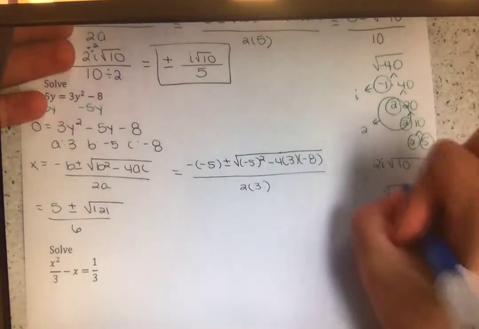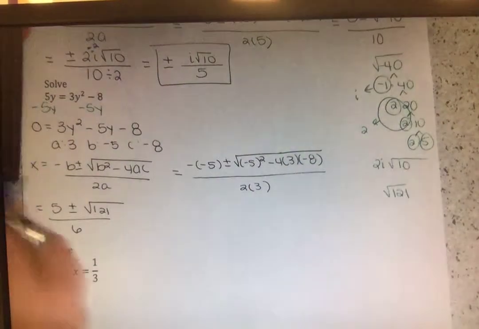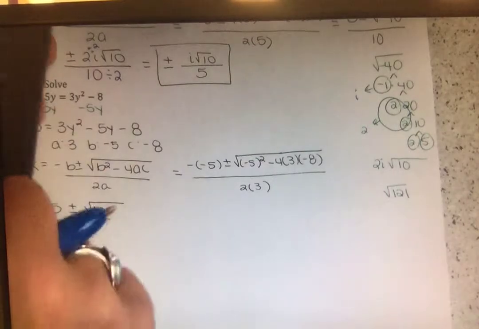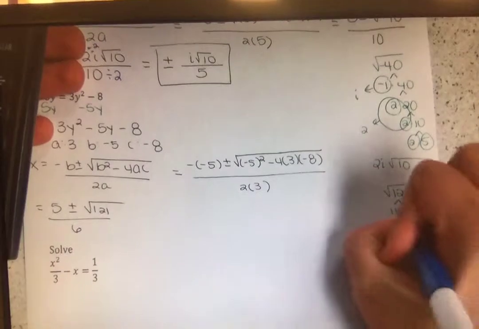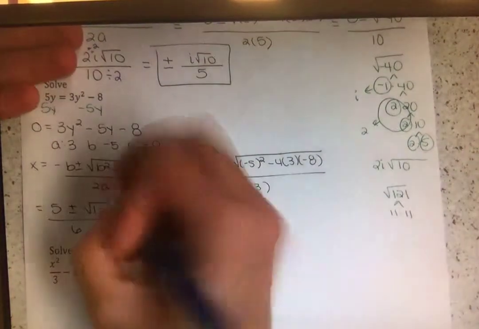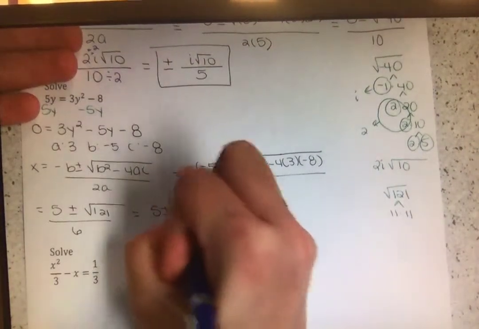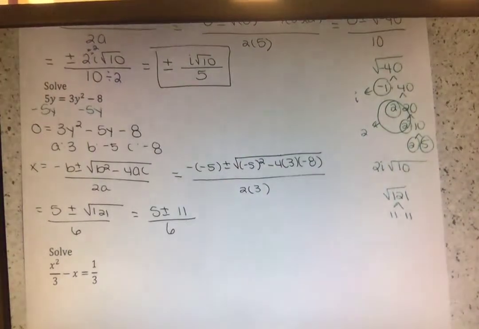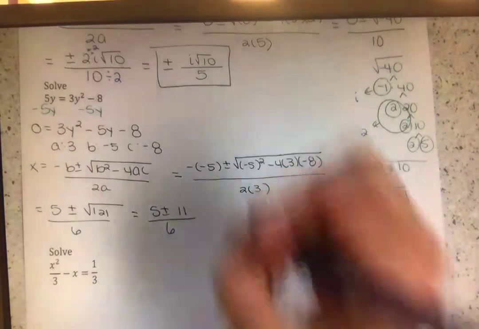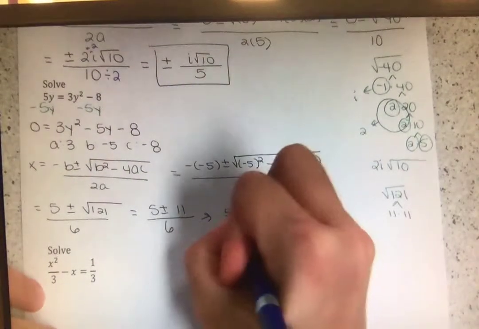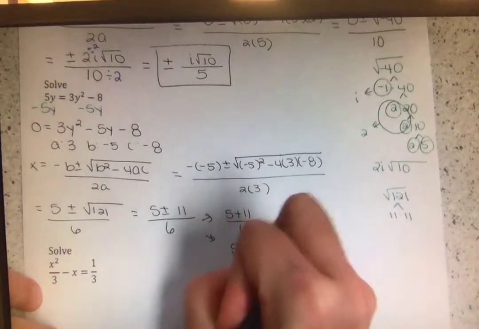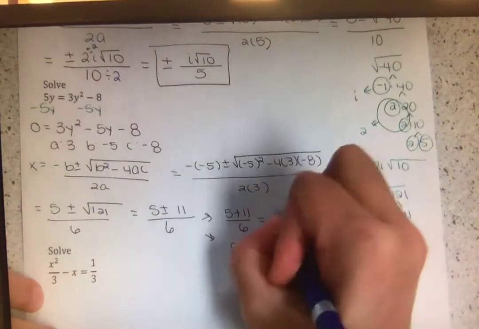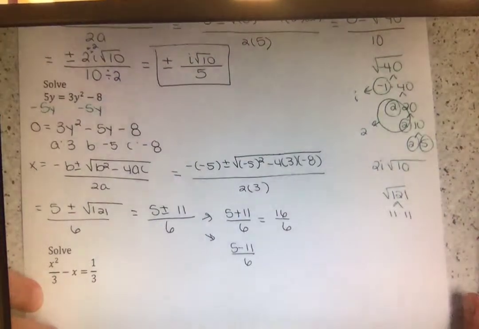So simplifying the square root of 121. The square root of 121 is going to give us 11, 11 times 11. So 5 plus or minus 11 all over 6. 5 and 11 are just numbers, so they're like terms. So I can split this up and say 5 plus 11 over 6 and 5 minus 11 over 6. 5 plus 11 is 16 over 6.